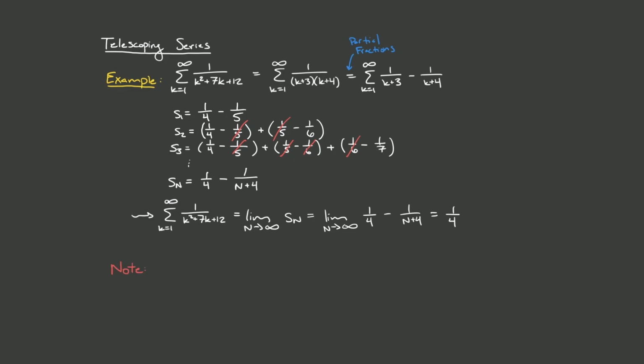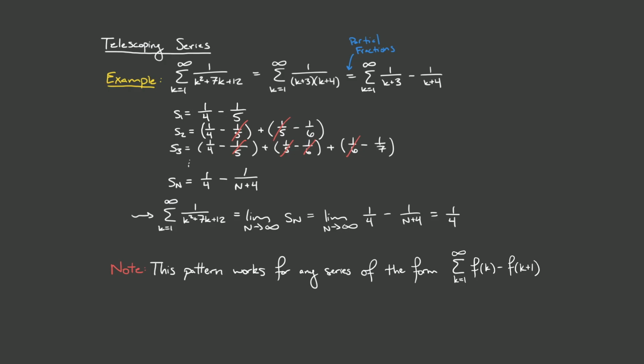Just as a note, this pattern works for any series of the form sum of f of k minus f of k plus 1. For instance, in the example we just did, we had f of k is equal to 1 over k plus 3.